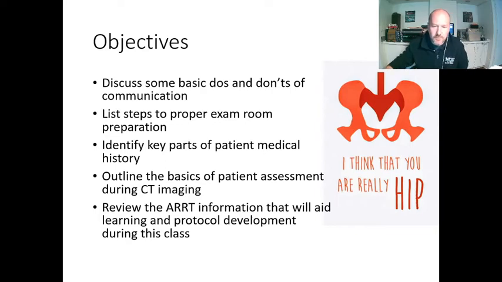First off, I've got some learning objectives for us. I want to talk about the basic do's and don'ts of communicating with the patient. That's pretty much my summation of chapter 10. And then for chapter 11, we're going to look a little bit deeper. We'll talk about how to prepare the exam room, getting patient medical history, why we ask the questions that we ask, and then how to assess the patient. Some of this will be a review of patient care type stuff. Then we'll look at ARRT information, and I'll briefly look at the American College of Radiology's contrast manual. We'll be looking at that more in depth in about 2 or 3 weeks.